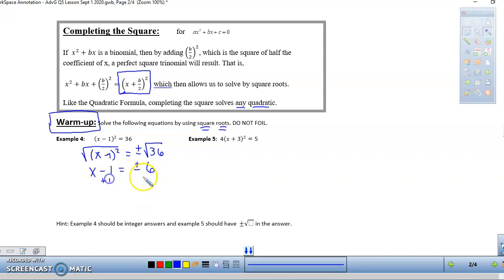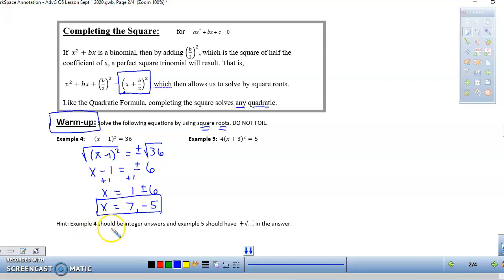Now I'm going to add 1 to both sides. We generally put that 1 in the front. So you end up with 1 plus or minus 6, and then 1 plus 6 is 7. 1 minus 6 is a negative 5. So my answers using square roots is 7 and negative 5.